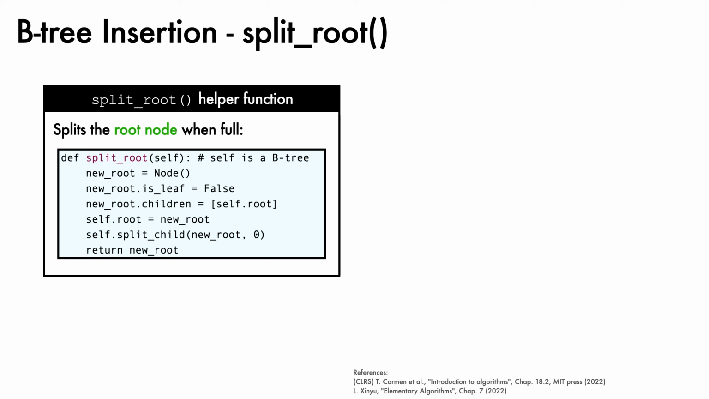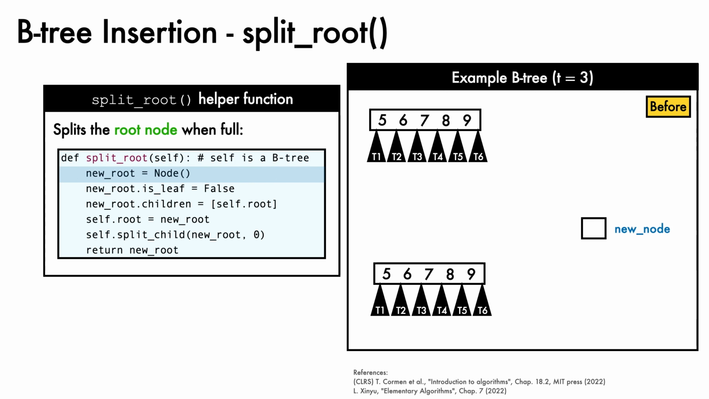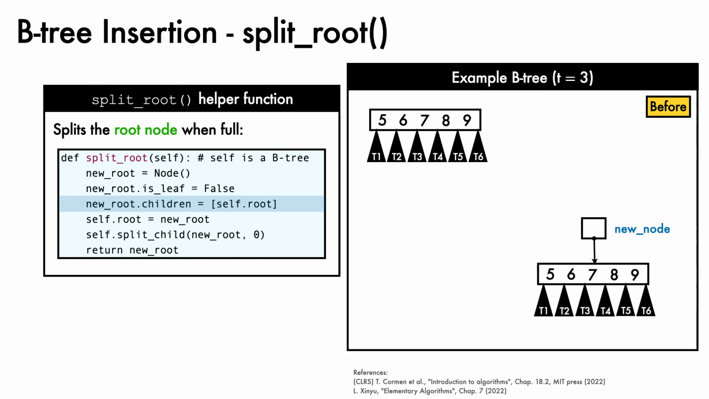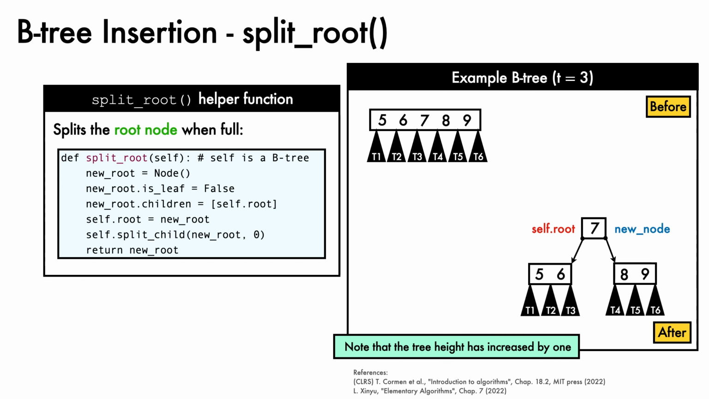Let's see how this function operates on an example, this time a full root node for a B tree with minimum degree 3. As before, we will duplicate for clarity. Our first step creates a new node, then sets its isLeaf attribute to false. We then make the old root the child of the new node and update the root attribute of the tree. Finally, we call our splitChild helper function and return the root. Note that the tree height has increased by 1. As we noted earlier, this is the only way that the B tree grows in height.